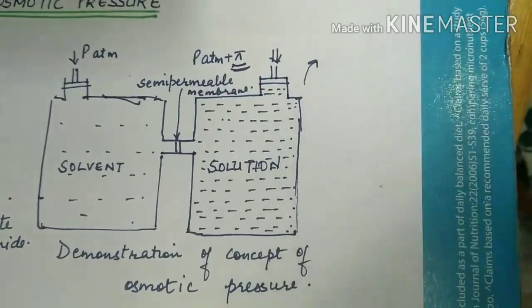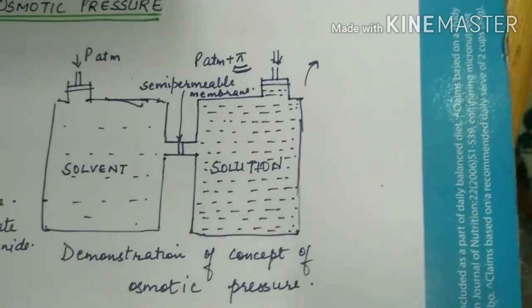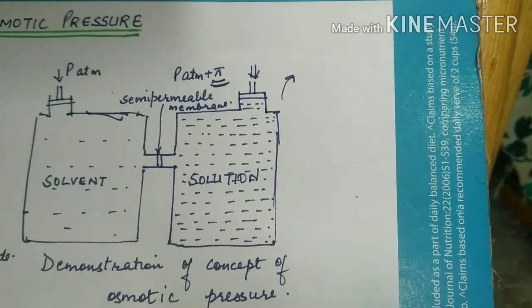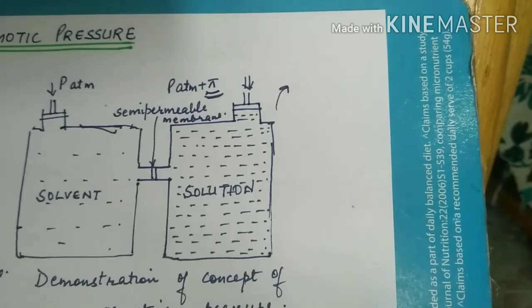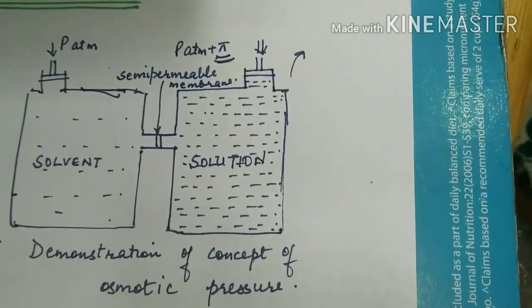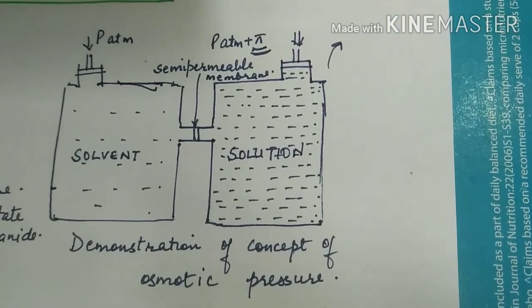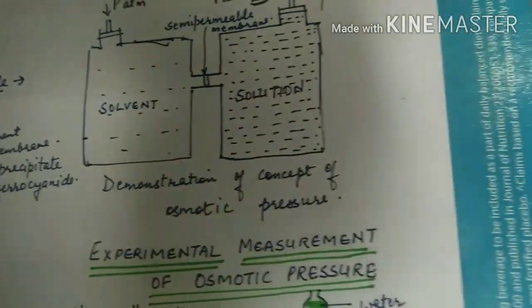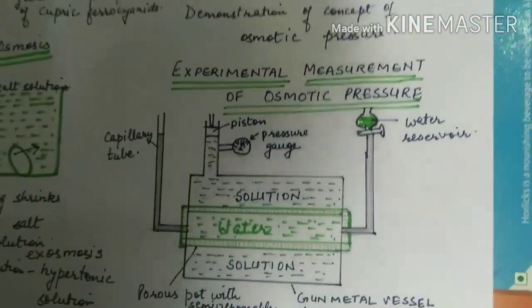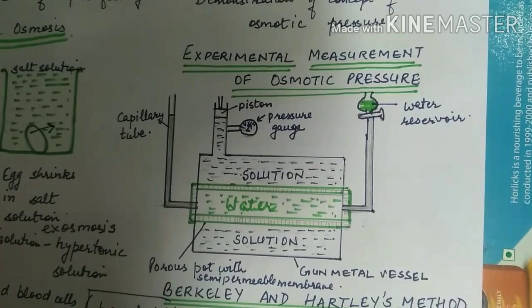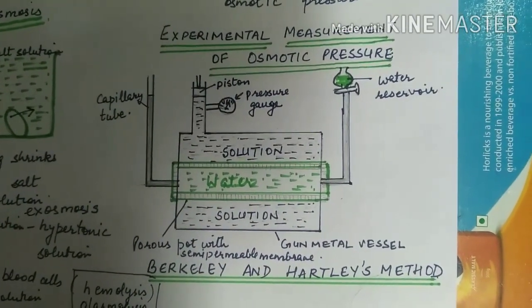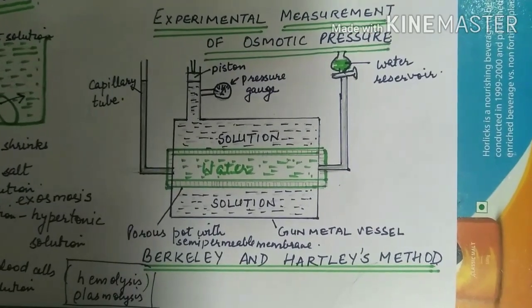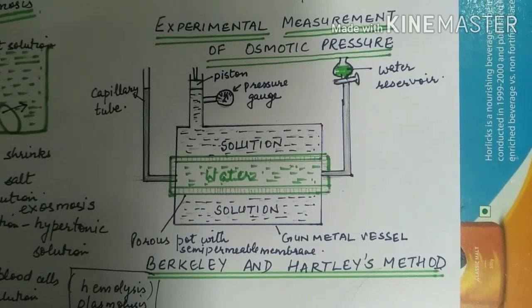So another definition of osmotic pressure is, it may be defined as the minimum pressure which must be applied to a solution to prevent the passage of solvent into it through the semi-permeable membrane. Now how much this pressure is, we can measure it experimentally also. The apparatus that we will use for the measurement of osmotic pressure will be Berkeley and Hartley's method.